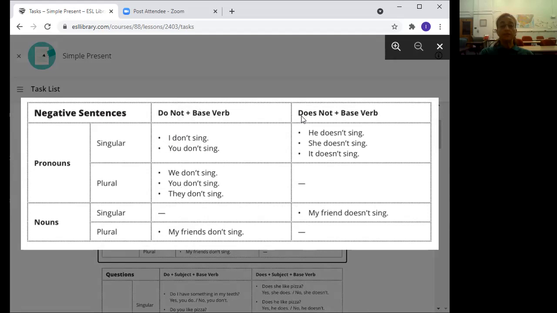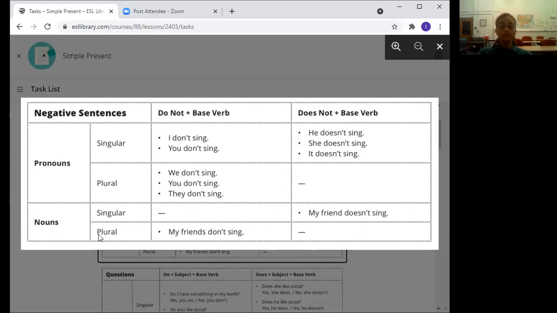If you have a third person singular, he, she, or it, you will use does as a helping verb, followed by not, and then followed by the base form. He does not sing. However, again, we usually say it with a contraction, doesn't. Doesn't is a combination of does plus not, as you can see here. So we'll say, he doesn't sing, she doesn't sing, and it doesn't sing. My dog, right? The dog.